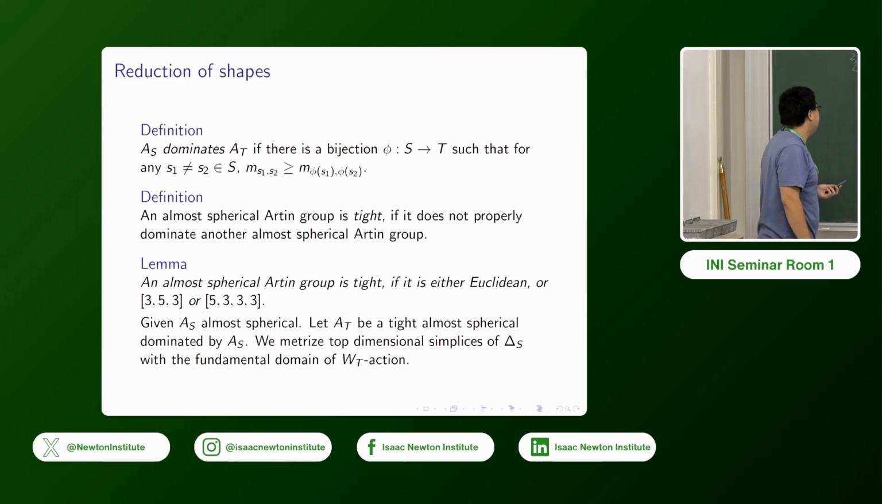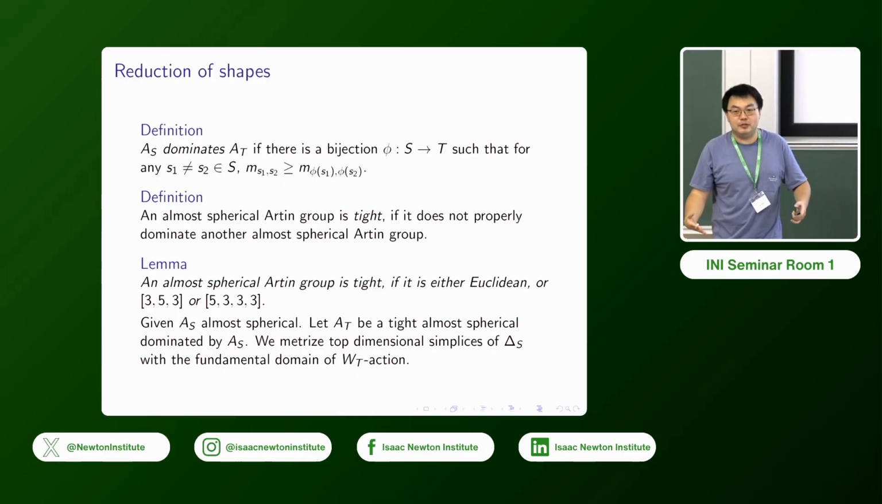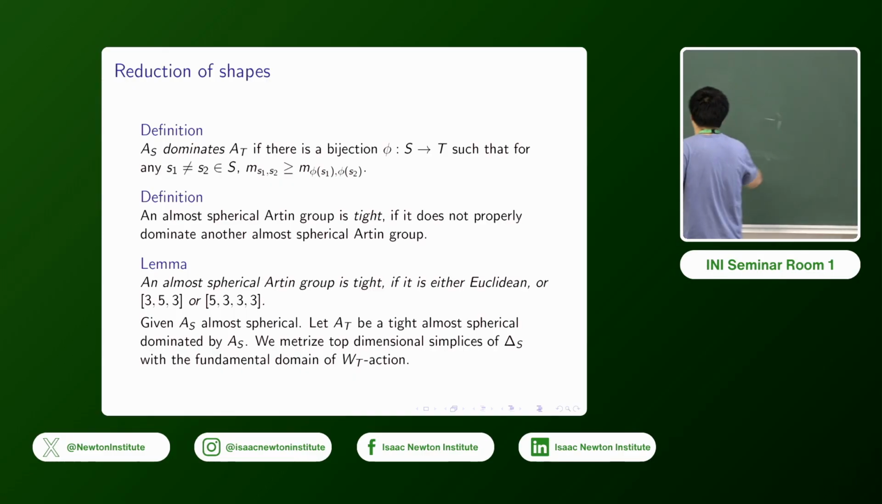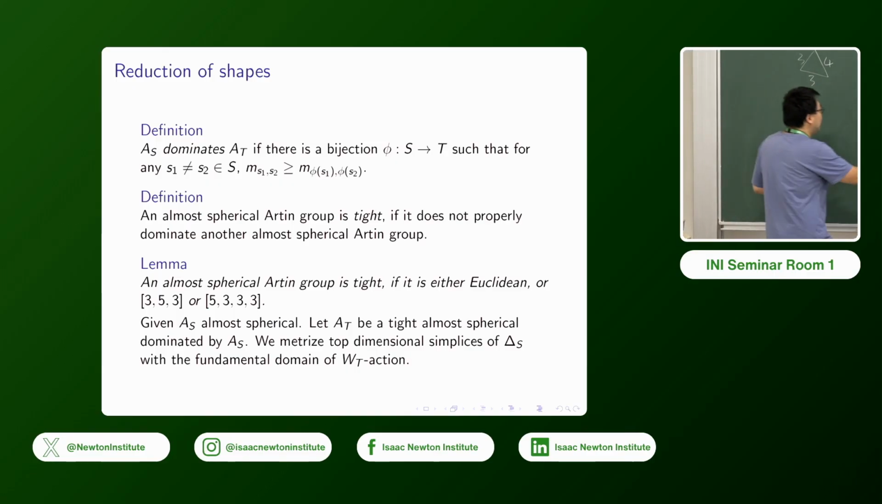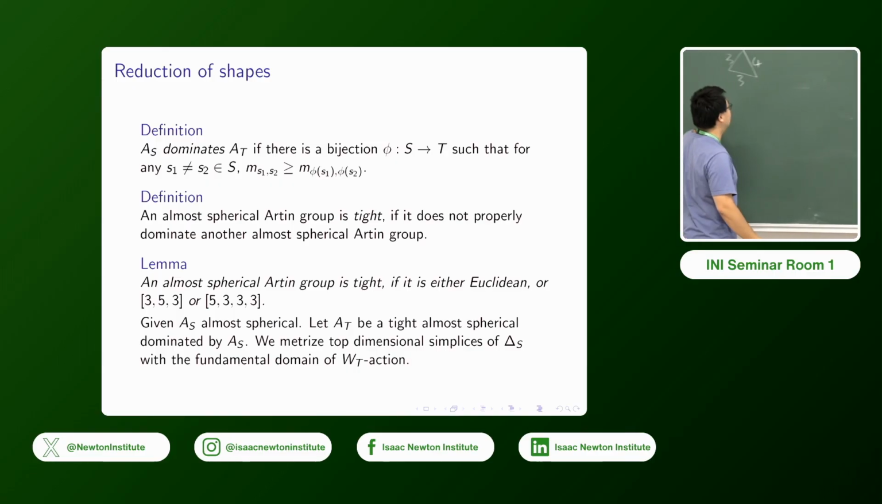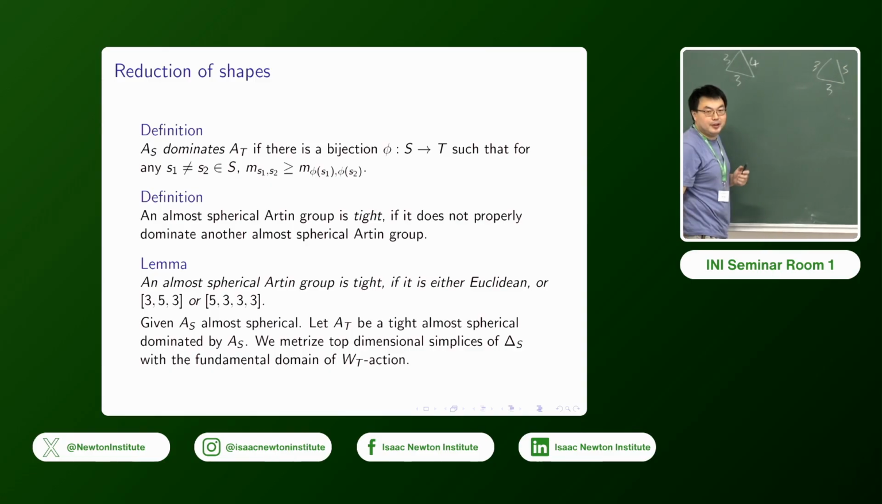Okay, and then we know this is actually a hyperbolic Coxeter group. If you want to metrize, you better metrize the fundamental domain as a hyperbolic simplex, right? But what I want to do is find a tight Coxeter group dominated by this Coxeter group. So what would that be? That would be a 3, 3, 3, 1. So that's a Euclidean one.